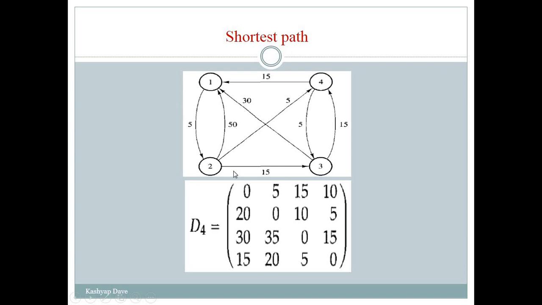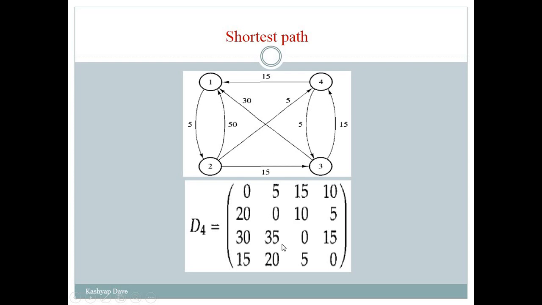Okay, let's check whether 15 is correct or not. From 1 to 2 the minimum path is 5, from 2 to 4 the minimum path is 5, and from 4 to 3 the minimum path is 5. So 5 plus 5 is 10, plus 5 is 15. So we can go from 1 to 3 with distance 15.